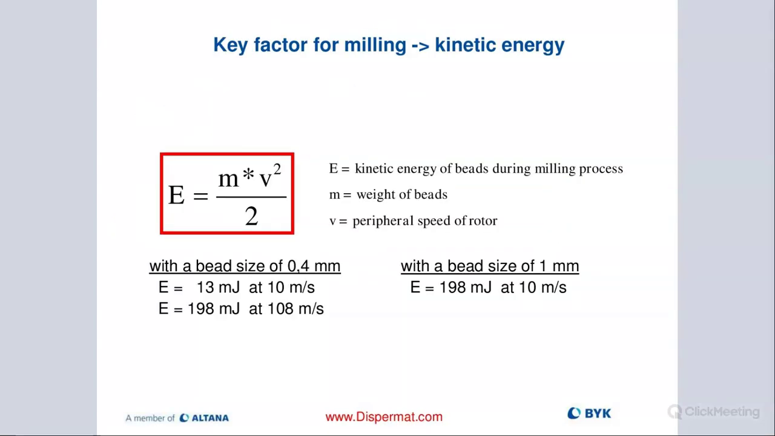Okay, so this is a formula. Maybe you just want to write it down. Kinetic energy equals the weight of the beads times the rotor speed squared, divided by 2. So again, you can see the weight of the beads plays a really important role, as well as the rotor speed, in determining the amount of energy you would be putting into your mill base.